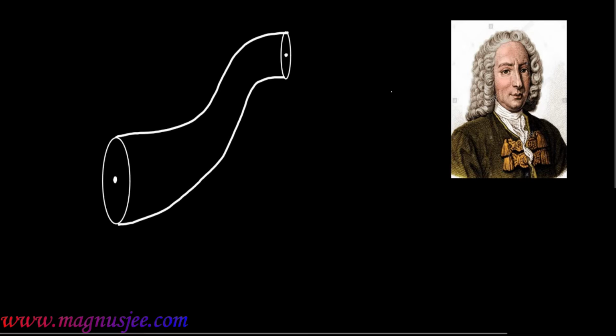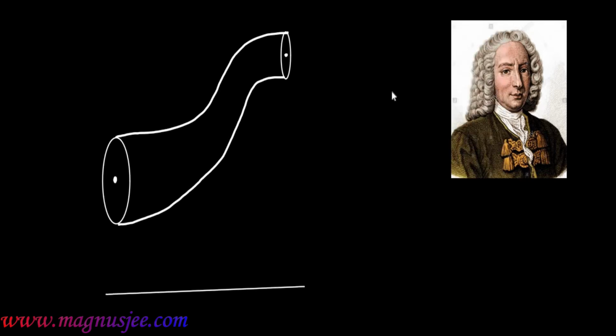We have to prove Bernoulli's theorem. For that, we have to consider a pipe of variable cross section. This is the pipe of variable cross section. These are the two ends of this pipe.